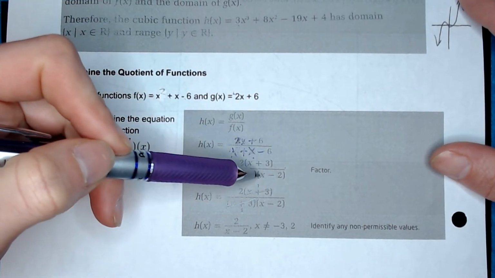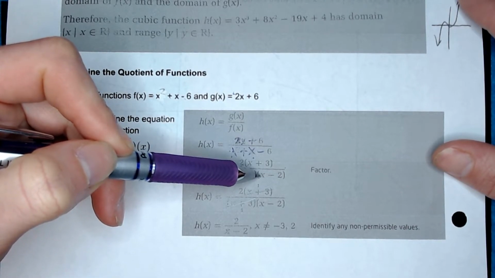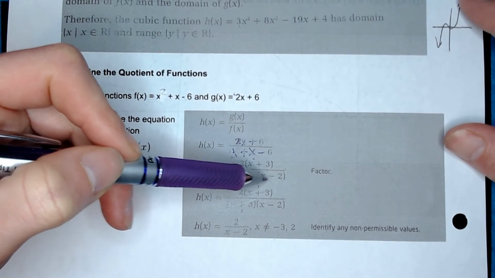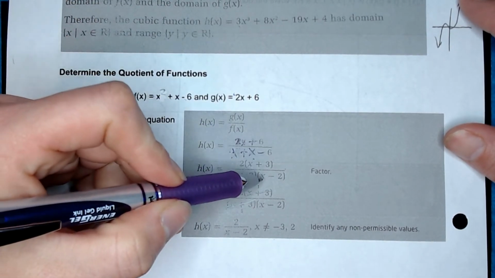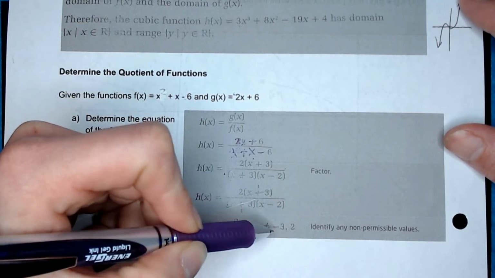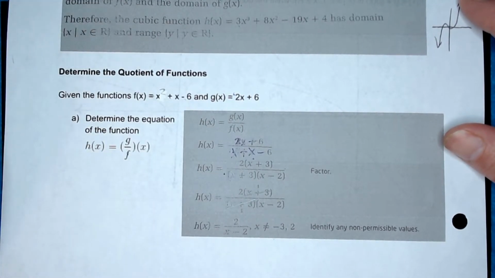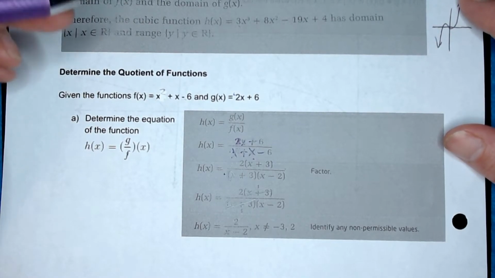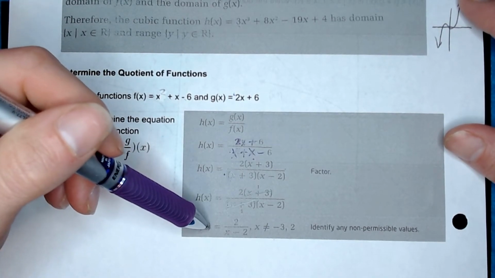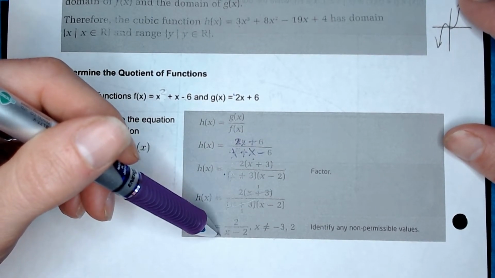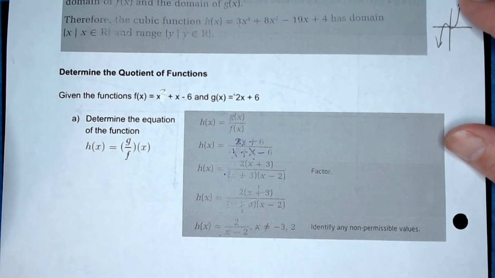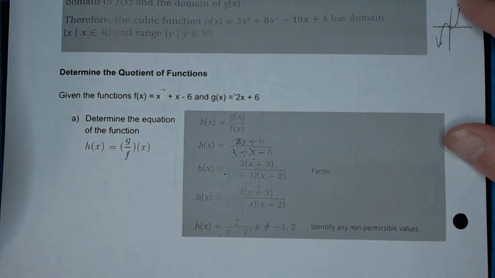Now, the other spot where x is not allowed to be, because it would create a 0 in the bottom of the graph, is positive 2, because you have x minus 2 here. 2 minus 2 is 0. So you'll have a vertical asymptote at x equals 2 and a hole in the graph at x equals negative 3, and then whatever the corresponding coordinate is for that. So at the end of it, once we've simplified, we can say h of x is equal to 2 over x minus 2, and x cannot equal negative 3 or positive 2.